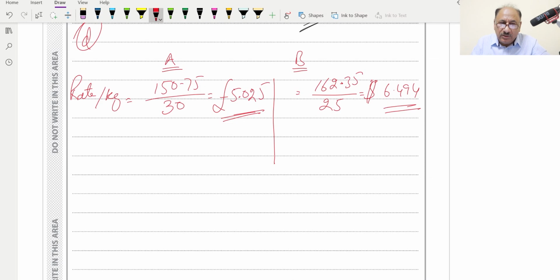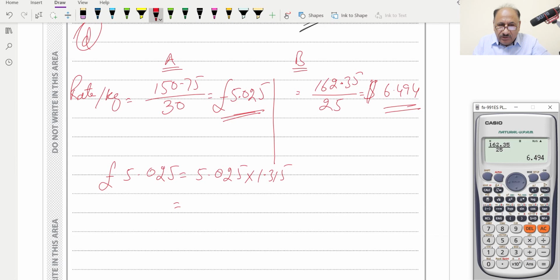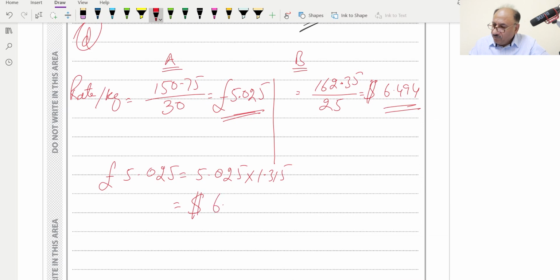So we can convert pounds into dollars or dollars into pounds. Basically we need to equalize them. So what I will do, I will change these pounds into dollars. So 5.025 pounds will be equal to 5.025 multiplied by the conversion ratio 1.315, and this will give us $6.60. $6.60, and now we can check.